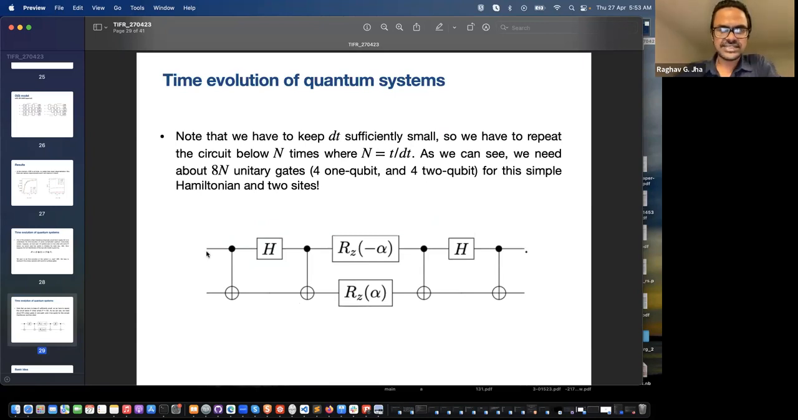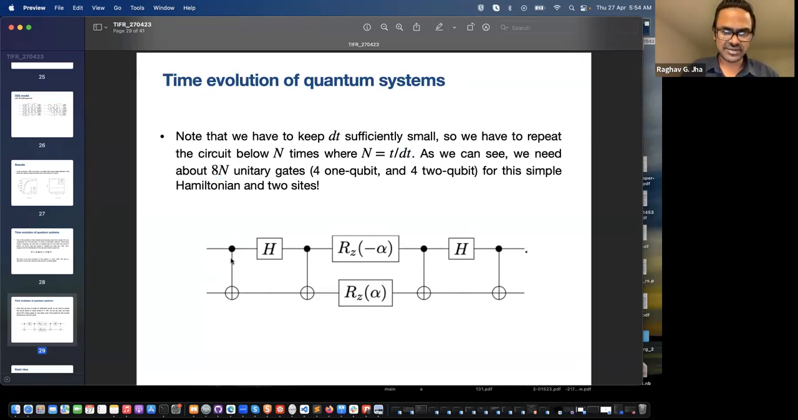But the basic idea is that we have to keep the phases small, because when we are doing these RZ(α), α is the argument. We don't want to rotate by a large angle, because rotating by a large angle along some z axis of the Bloch sphere will result in errors. So we want to keep α small. That is why if we want to simulate up to time t, we break it into n segments of dt each, and each dt needs 8 unitary gates, so n repetitions of the circuit will need 8n unitary gates.